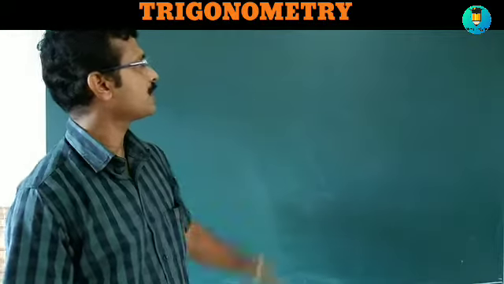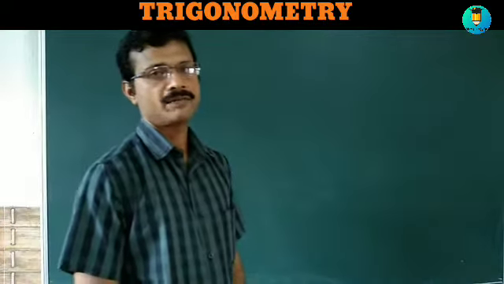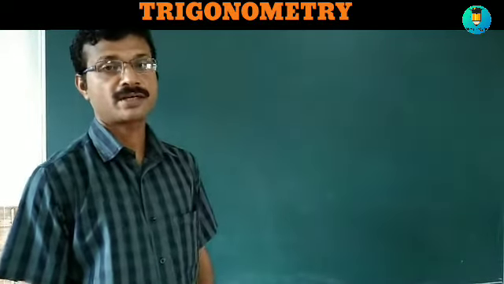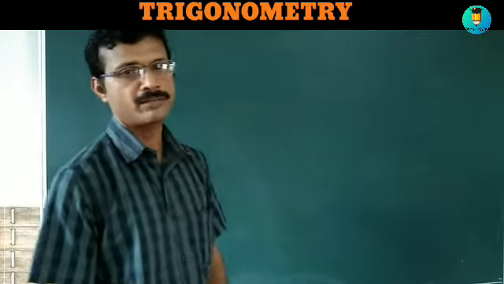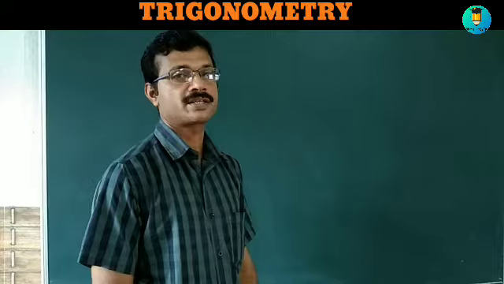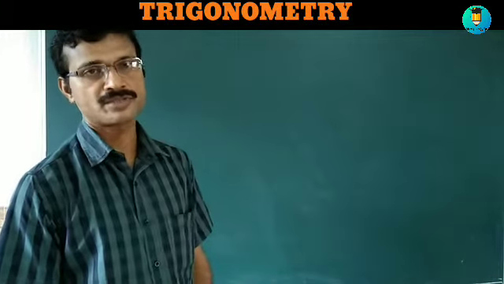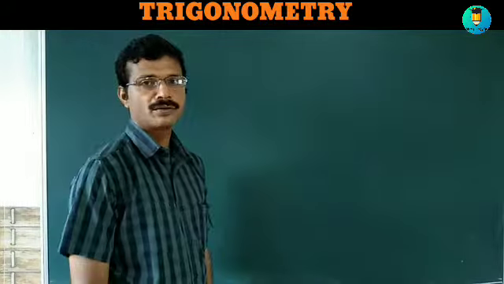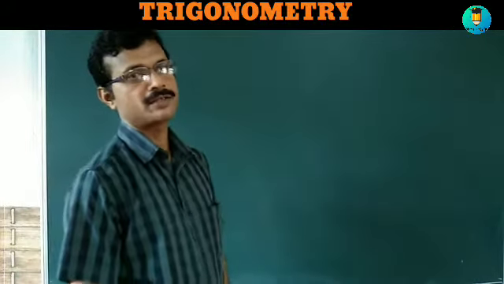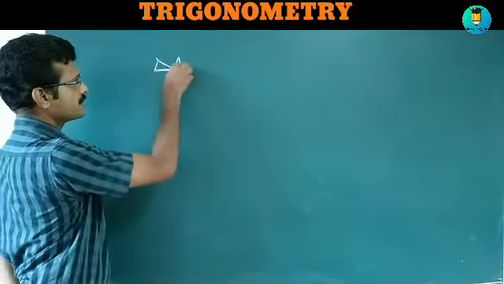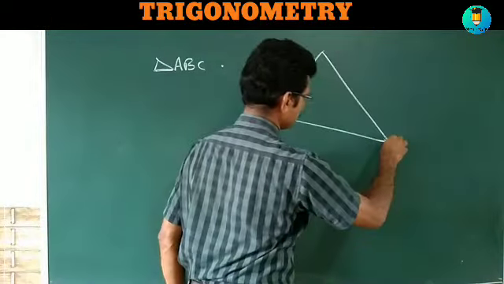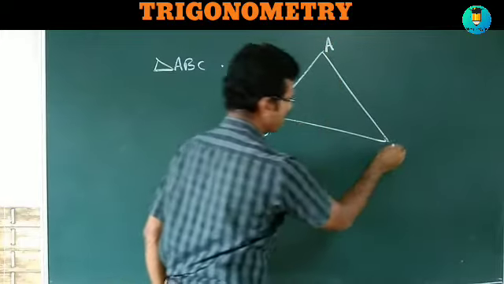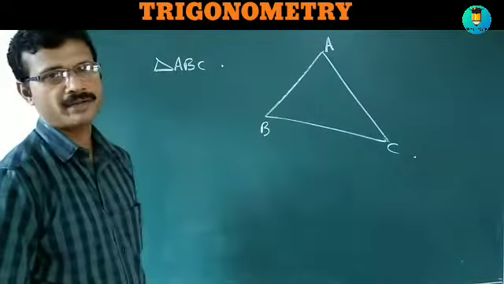So before going to the ratios, I will say about some general conventions we use in triangles, in trigonometry. See, usually we know a triangle's vertices are denoted by capital letters. For example, if I write triangle ABC, let me draw the corresponding triangle. This is the triangle ABC, whatever it may be, it's any type of triangle.